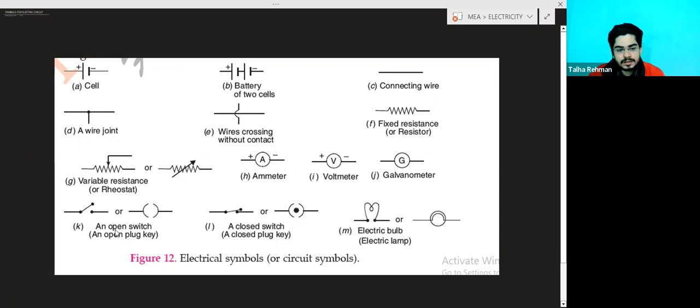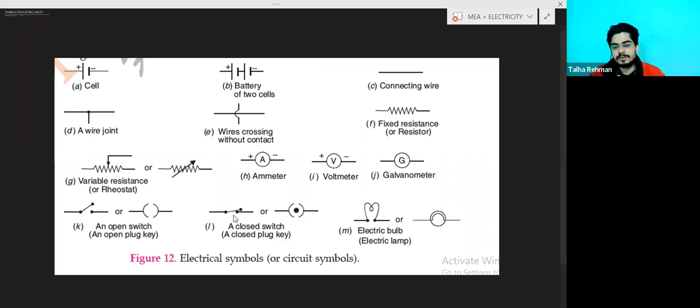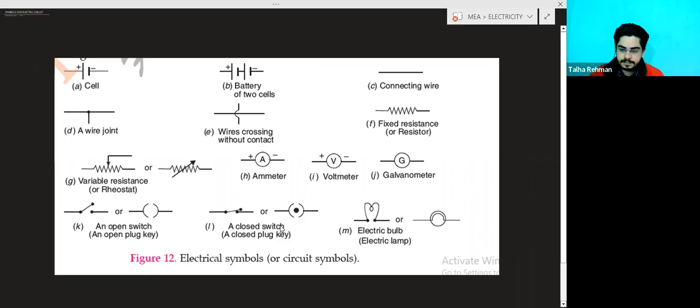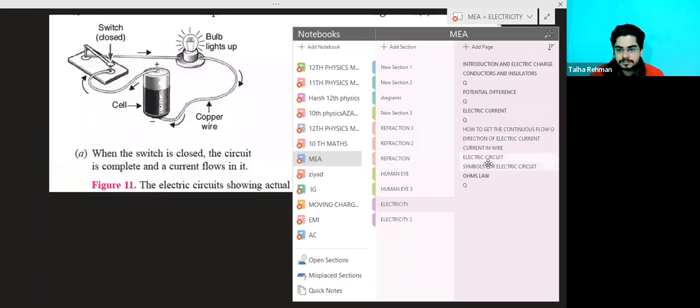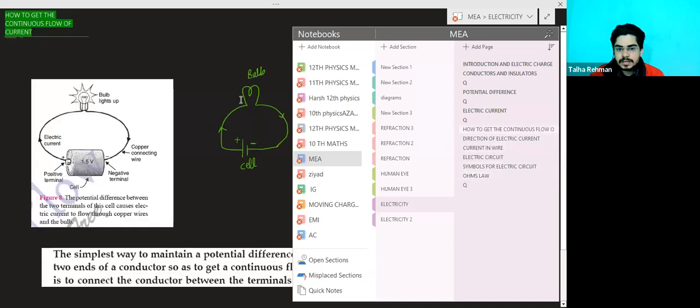This is an open switch. I told you that with an open switch there will be no current. A closed switch means the joint is there, so there will be current in the wire and the devices will run. The symbol of the electric bulb is this or this. I will recommend you to draw the symbol like this. I have already drawn the symbol here, I think. Electric bulb.